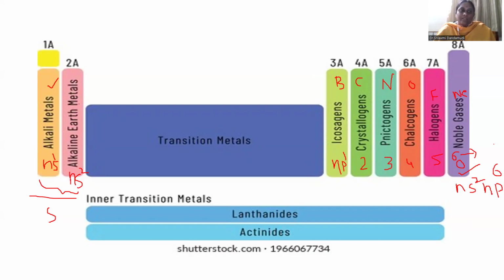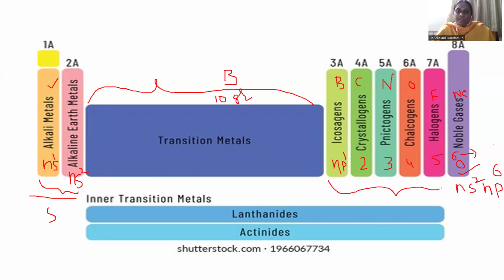And the remaining, this is the B subgroup, and these are transition elements. It contains 10 groups. See here, these 6 groups are p block elements, and these 10 groups are d block elements. These 2 groups are f block elements. These are also called lanthanides, and this is actinides.